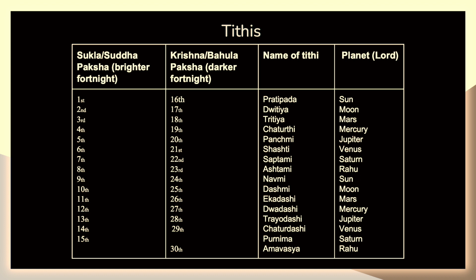So first Tithi is called Pratipad, then Dvitya, then Tritya, then Chaturthi, then Panchami, Shashti, Saptami, Ashtami, Navmi, Dashmi, Ekadashi, Davadashi, Trayodashi, Chaturdashi, Purnima, and then Amavasya.